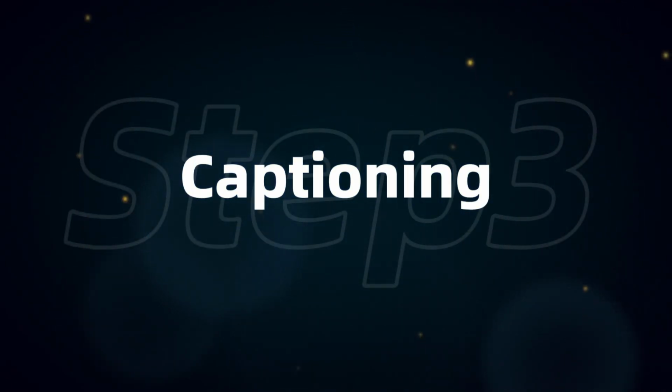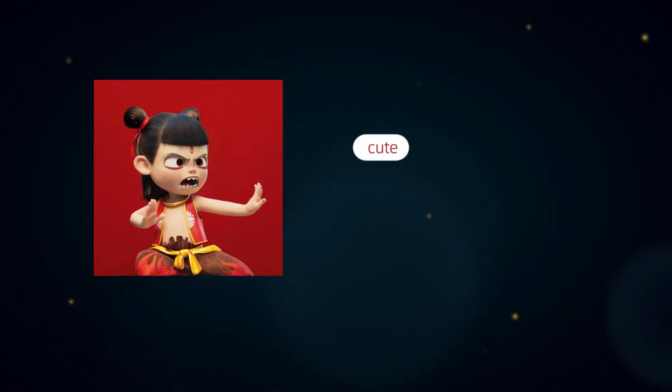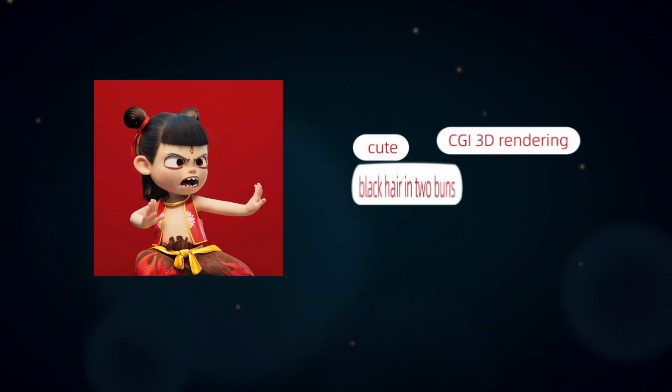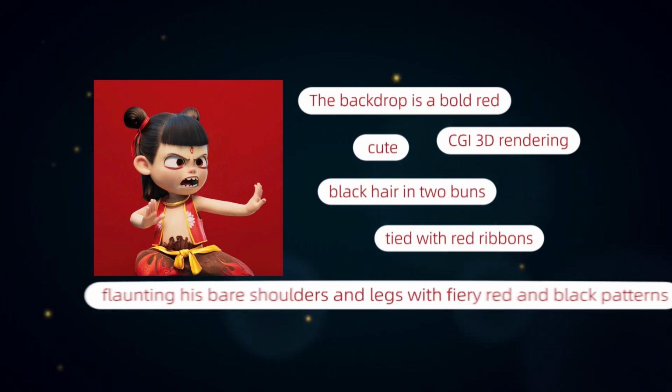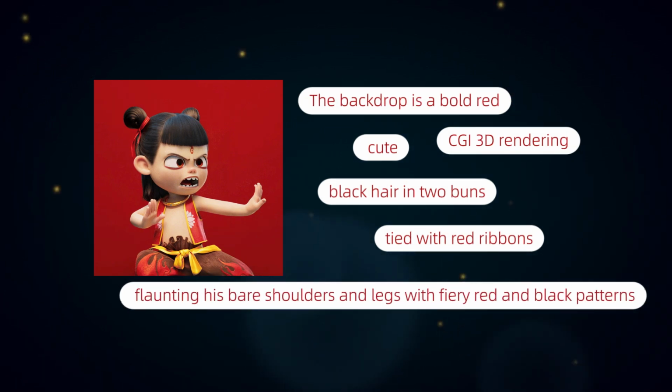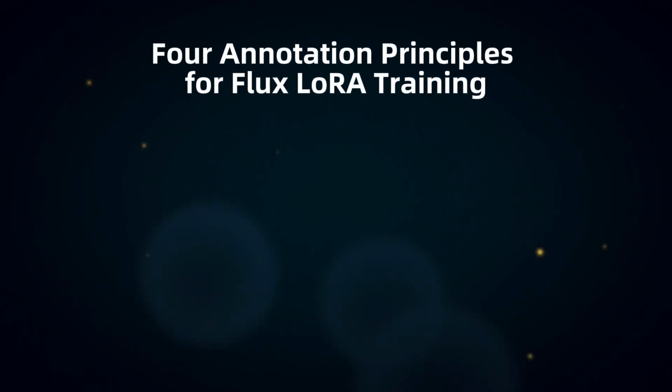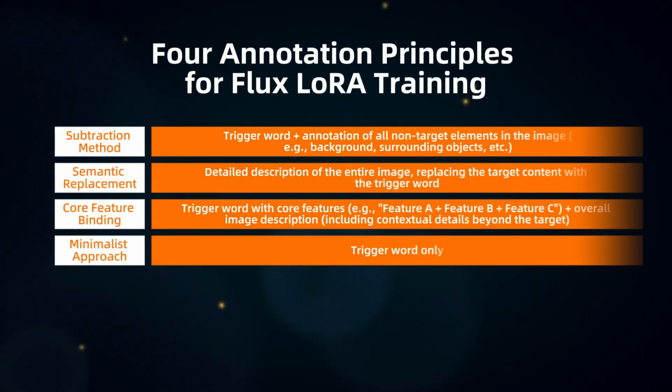Next step, captioning. Now, it's time to add descriptions to each image in the training set. This helps the model precisely bind the learned features to the correct trigger words during training. Based on my understanding, Flux captioning methods can be categorized into 4 main approaches.